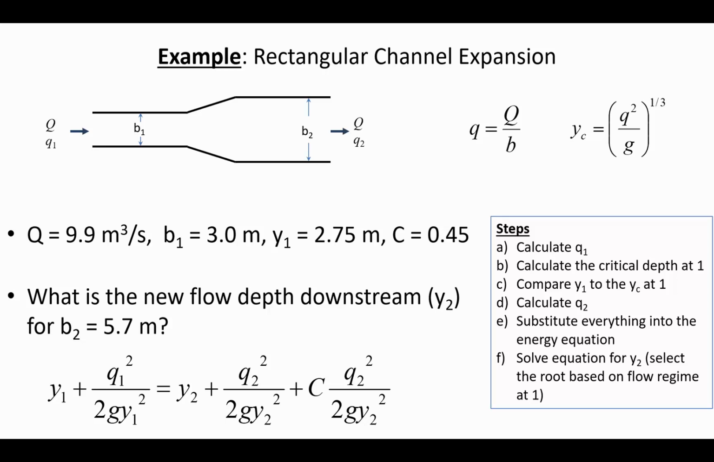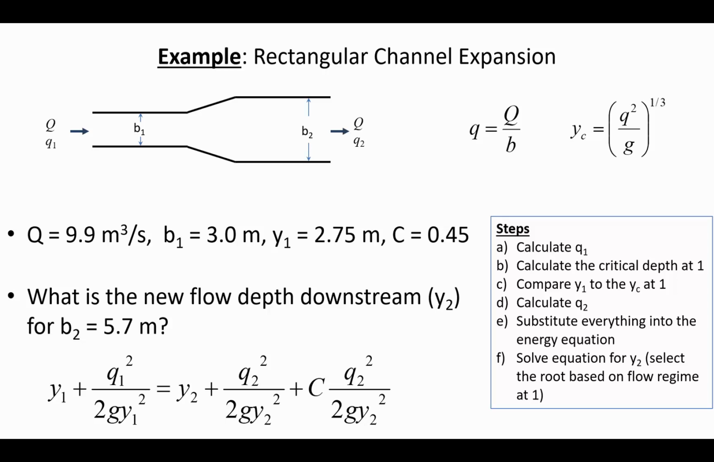So you calculate the critical depth at 1, and then in part C, you are determining the flow regime. Remember, we want to find out if it's supercritical or subcritical, because that's what tells us which of the roots to select when we do finally solve the specific energy equation.